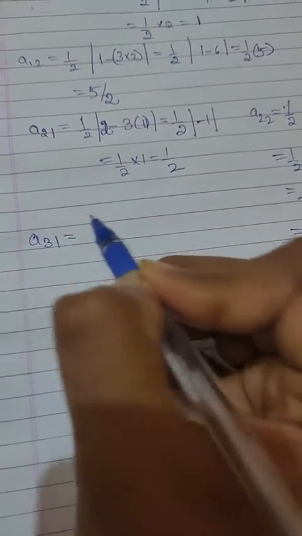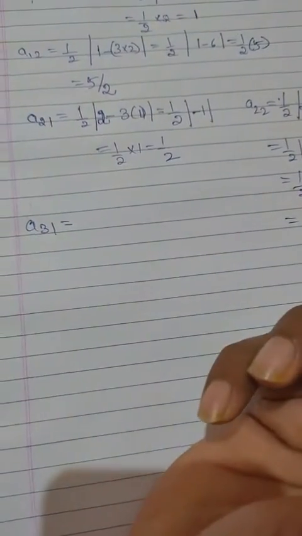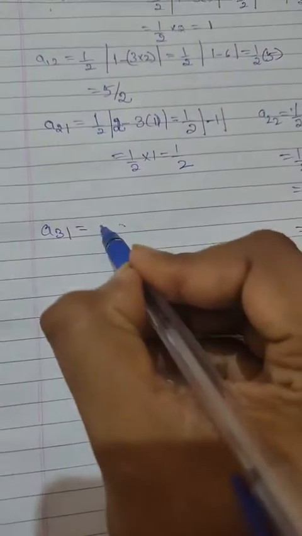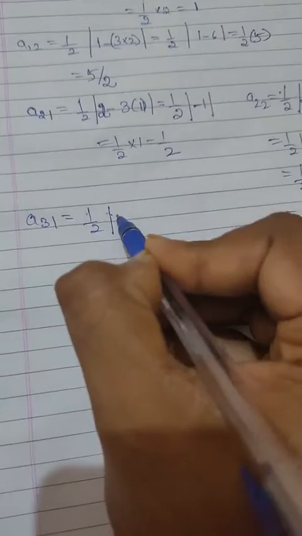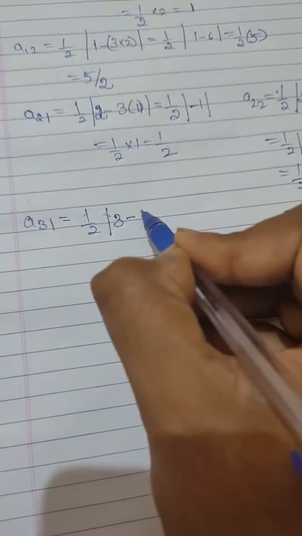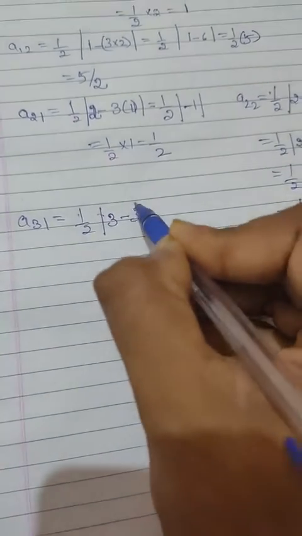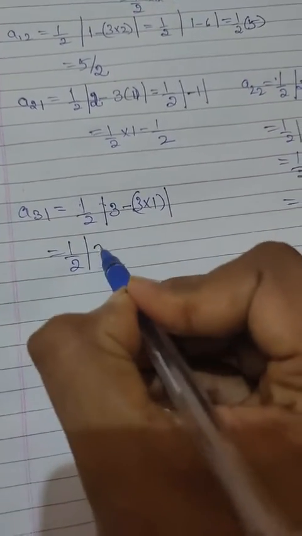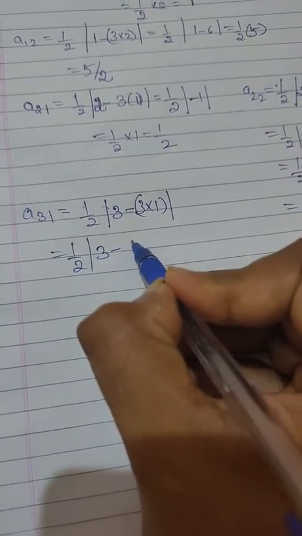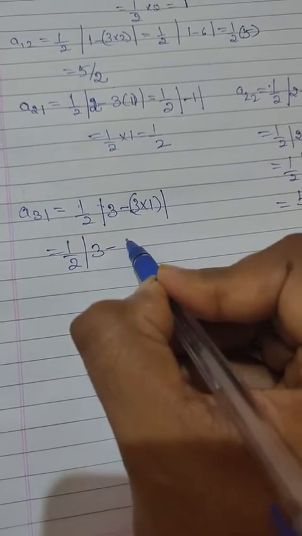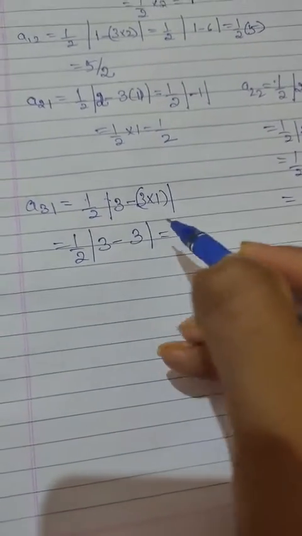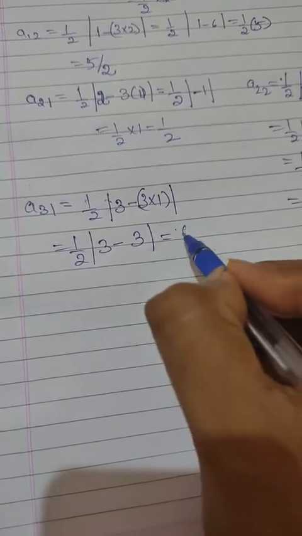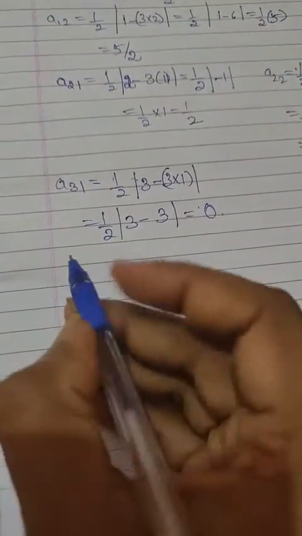Now go through a31. The I value is equal to 3, j value is equal to 1. 1 by 2 mod of 3 minus 3 into 1, that is equal to 1 by 2 mod of 3 minus 3. Correct? So 3 minus 3 is 0. 0 into anything is what? 0. This a31 value will be 0.